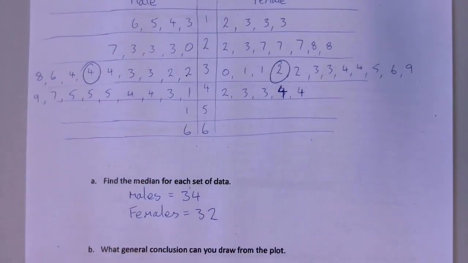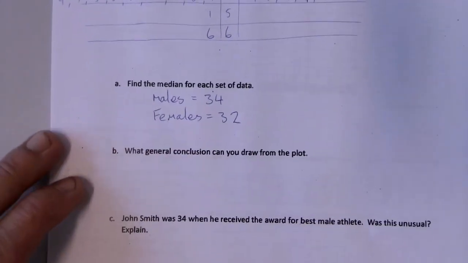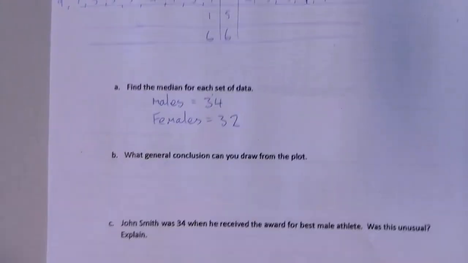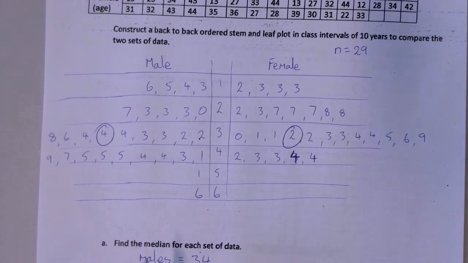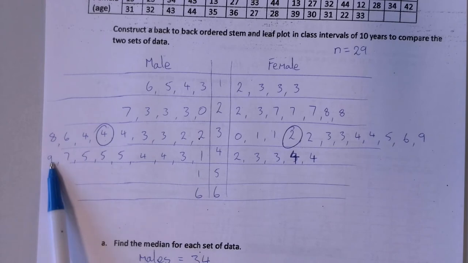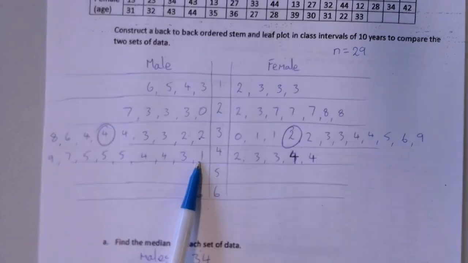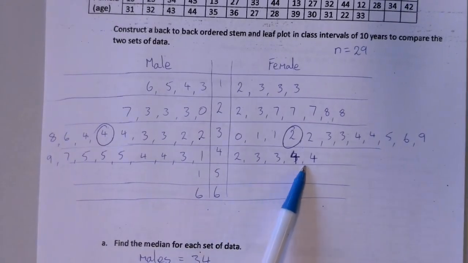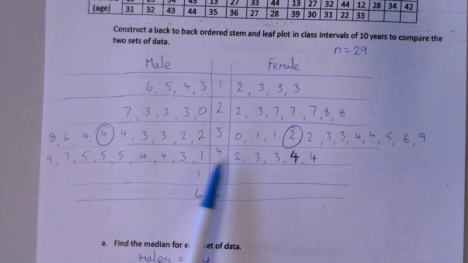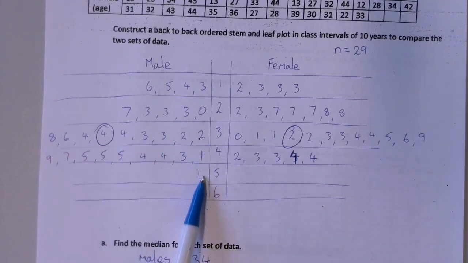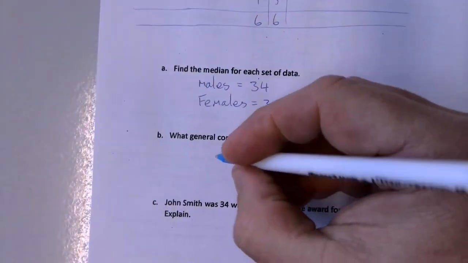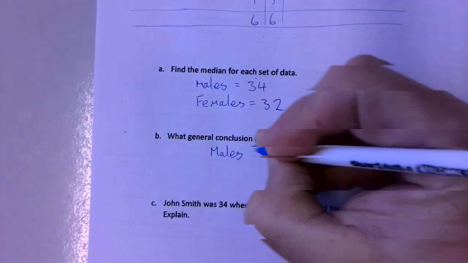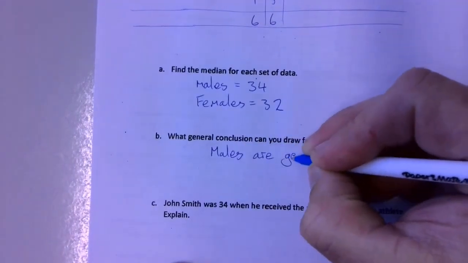All right. The next one is asking us to draw some general conclusions. So what we're going to do is have a look at the data, and straight away I can see that the males are generally older than the females. You see, we've got way more males in their 40s than females. They're in the 30s and 40s, and they even run up to 66. So one conclusion would be that the males are generally older.